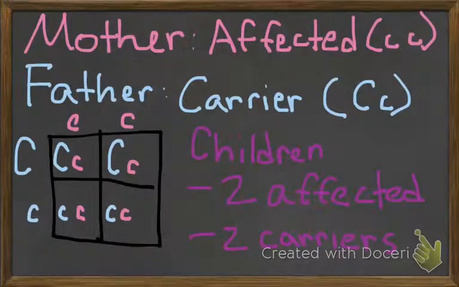In this scenario, a female who is affected by cystic fibrosis reproduces with a male who is a carrier. The children shown here are 50% likely to be affected by cystic fibrosis and 50% likely to be carriers. Once again, if the male were to be affected and the female were to be a carrier, the outcome would remain the same.